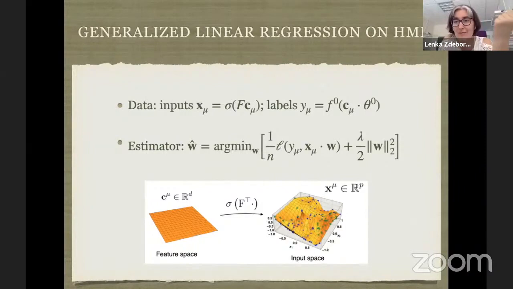So what's different from, for instance, what Tom was describing yesterday is that the data X here are not IID. They are not generated from a Gaussian. They have correlations in them because of this nonlinear function sigma. And the labels come from the latent subspace. They don't come from the generalized linear model.